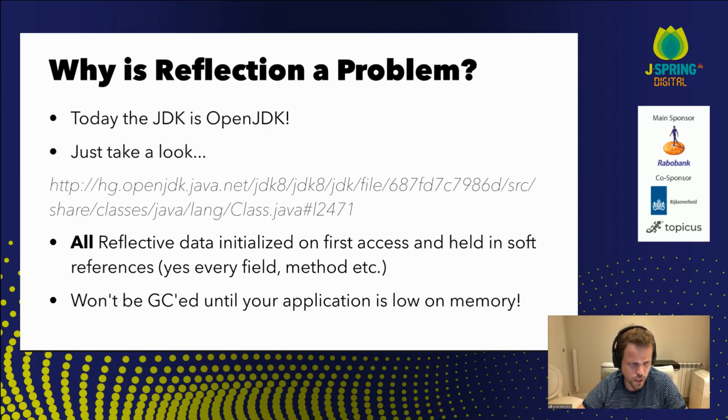And the reason why reflection is a problem is quite clear if you look at the source code for the OpenJDK or any version of Java. This happens to point to Java 8, but any version of Java is the same. The reason it's problematic is because the minute you access any reflected data on a class, whether it be a field or a constructor or a method, all of the reflected data for that class is initialized and stored in soft references. These soft references are not garbage collected until your application is actually low on memory.